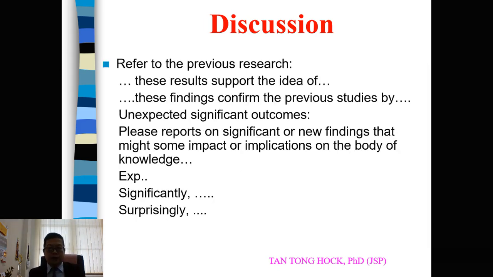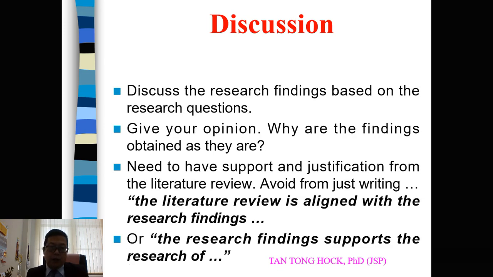And then to refer to previous research, you might write, this result supports the idea of, or this finding confirmed that the previous study by, or unexpected significant outcomes. Okay, so please report on significant or new findings that might have some impact or implication on the body of knowledge, for example, significantly or surprisingly. Discuss a research finding based on the research question. Give your opinion. Why are the findings obtained as they are? You need to have support and justification from the literature review. Avoid just writing that the literature review is aligned with the research finding. So you need to give your justification about what you have found or the research findings support the research of.